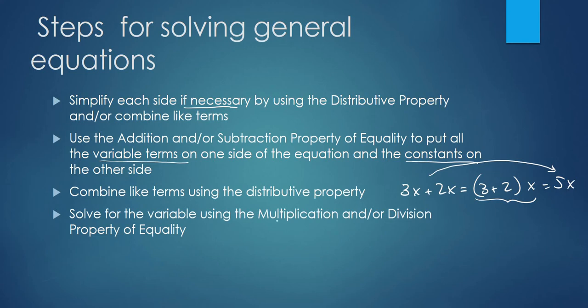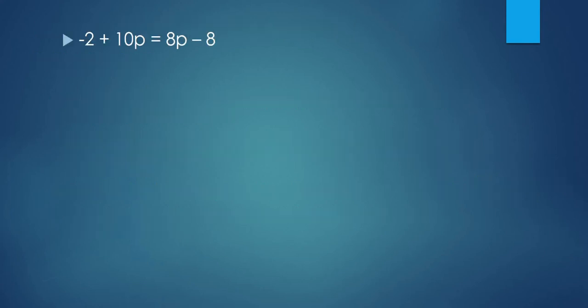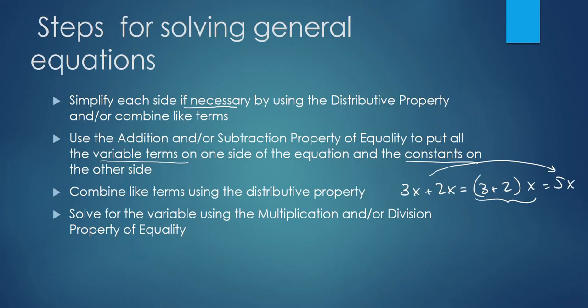Solve for the variable using multiplication and or division property of equality. And the last step, that's it, because then we will have solved for the variable. That's our last step. So make sure you've paused the video and written all that down. All right, so let's look at this together and see what we can come up with for our steps.